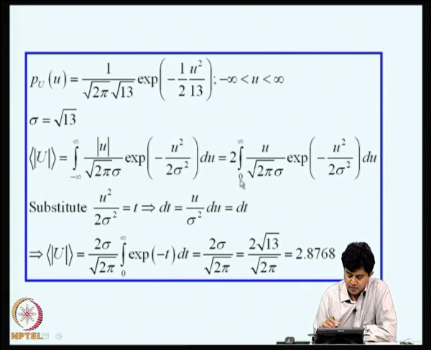This can be written as 2 into this area, from 0 to infinity, of u by square root 2 pi sigma etcetera, du. Now, if you substitute u square by 2 sigma square equal to t and carry out this integration, we can show that the expected value of u turns out to be this number, 2.8767.